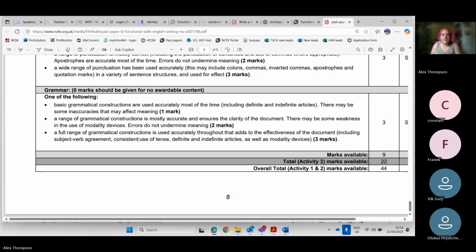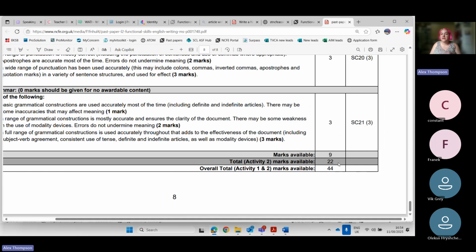For all of these different areas, you score marks. The total at the end will be added to the second piece that you write. Everything is put together in a total. And again, so it says here, the total marks available for this one piece is 22. If you score 13 or above in both texts that you write, you pass your exam.